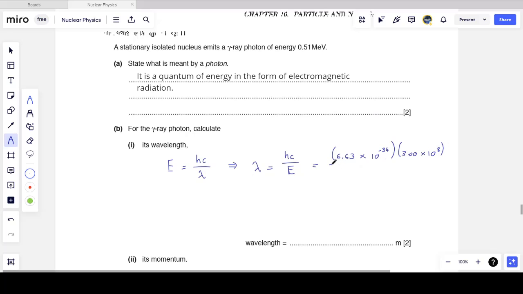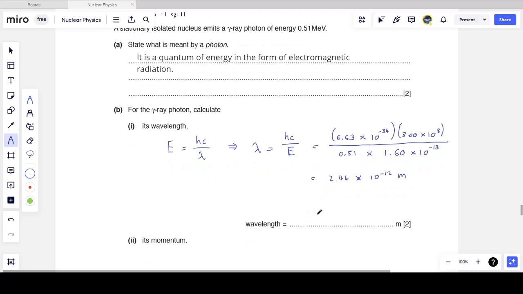Now there is a single value for hc in terms of electron volts that you could calculate, electron volt nanometers, but I wouldn't suggest remembering an extra piece of information. Divide it by 0.51 mega electron volts and convert this to joules by multiplying it by 1.6 times 10 to the minus 13. And so I get a wavelength in meters of 2.44 times 10 to the minus 12 meters. Very short wavelength, and hence this is a gamma ray photon. So in two significant figures, this is 2.4 times 10 to the minus 12.